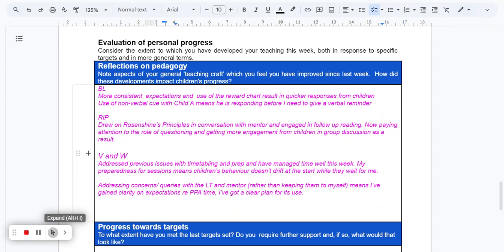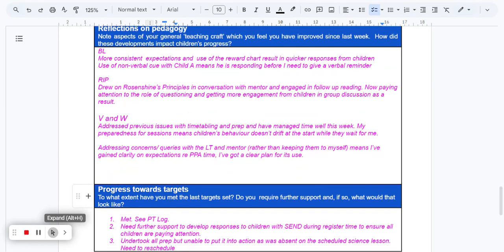So they're making notes first on just general pedagogy. We can see here in this example, these are brief points. They have been linked to areas of the SCIT curriculum, behaviour for learning, research-informed practice, values, well-being, because in this imaginary example, those were the areas that were particularly relevant for that trainee that week.